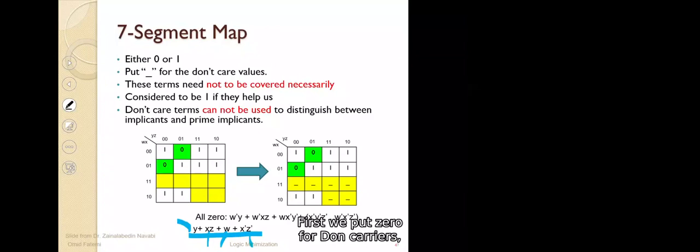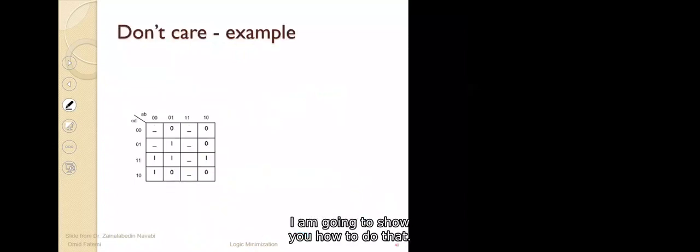We did 2 things. First, we put 0 for don't cares. Then we put 1 for don't cares. For the zeros, we reach this function, and for ones, we reach this function. But now I am telling you how to find the best one. Before, we tried both, and it was obvious that the one is better. Now, even if you put all ones there, it is not always the case that it is better. I am going to show you how to do that.